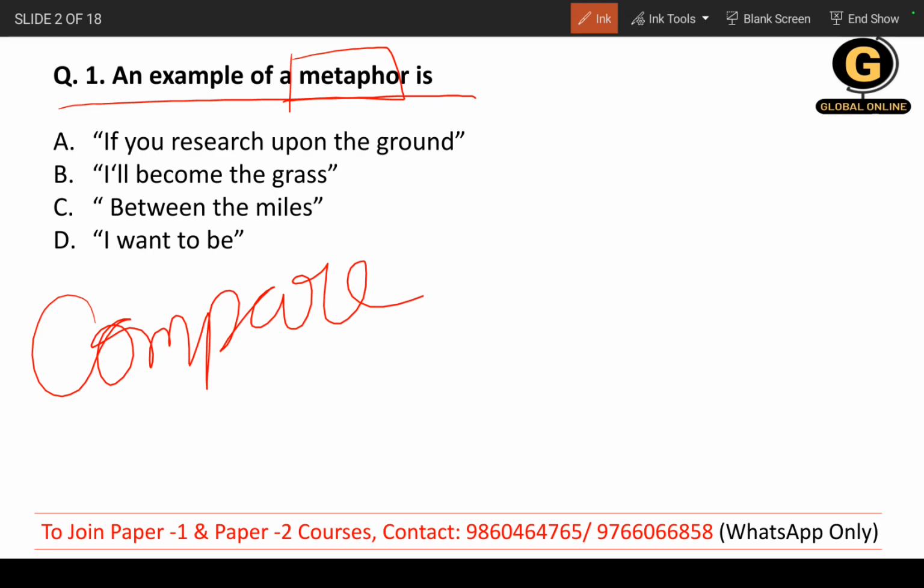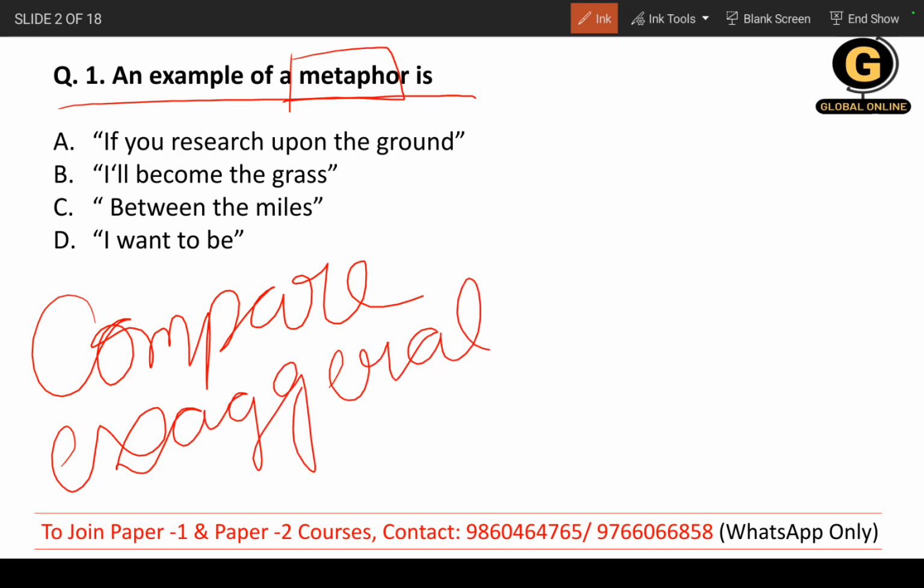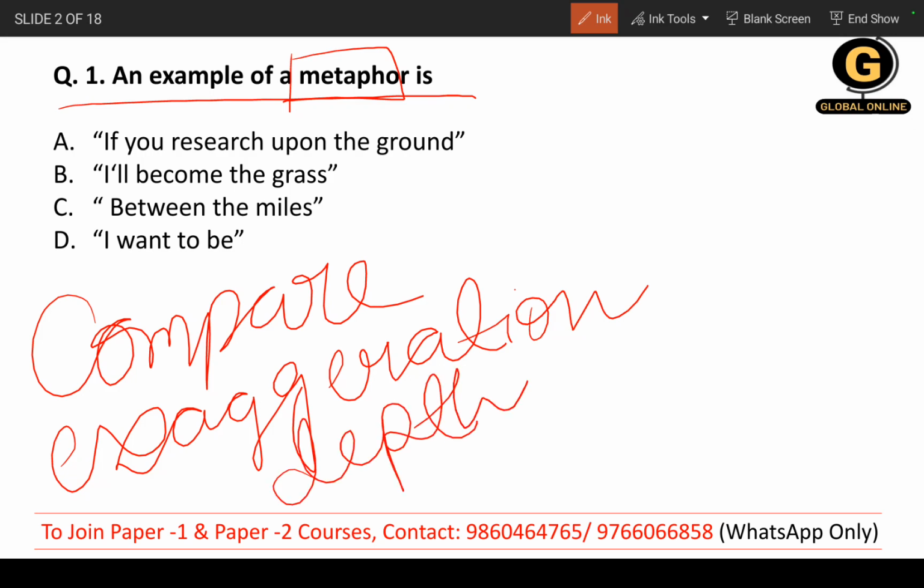Similarly, use like or as to compare two different things, but where we talk about metaphor, it does not include like or as. There is also one thing that you must remember, that exaggeration is also there. When a writer uses metaphor, sometimes it exaggerates. You didn't mean it like that, but you are actually exaggerating to make it sound better, to look better. Okay, there is also a depth of language in metaphor. The concept of depth of language also helps to add deep meaning to a language.